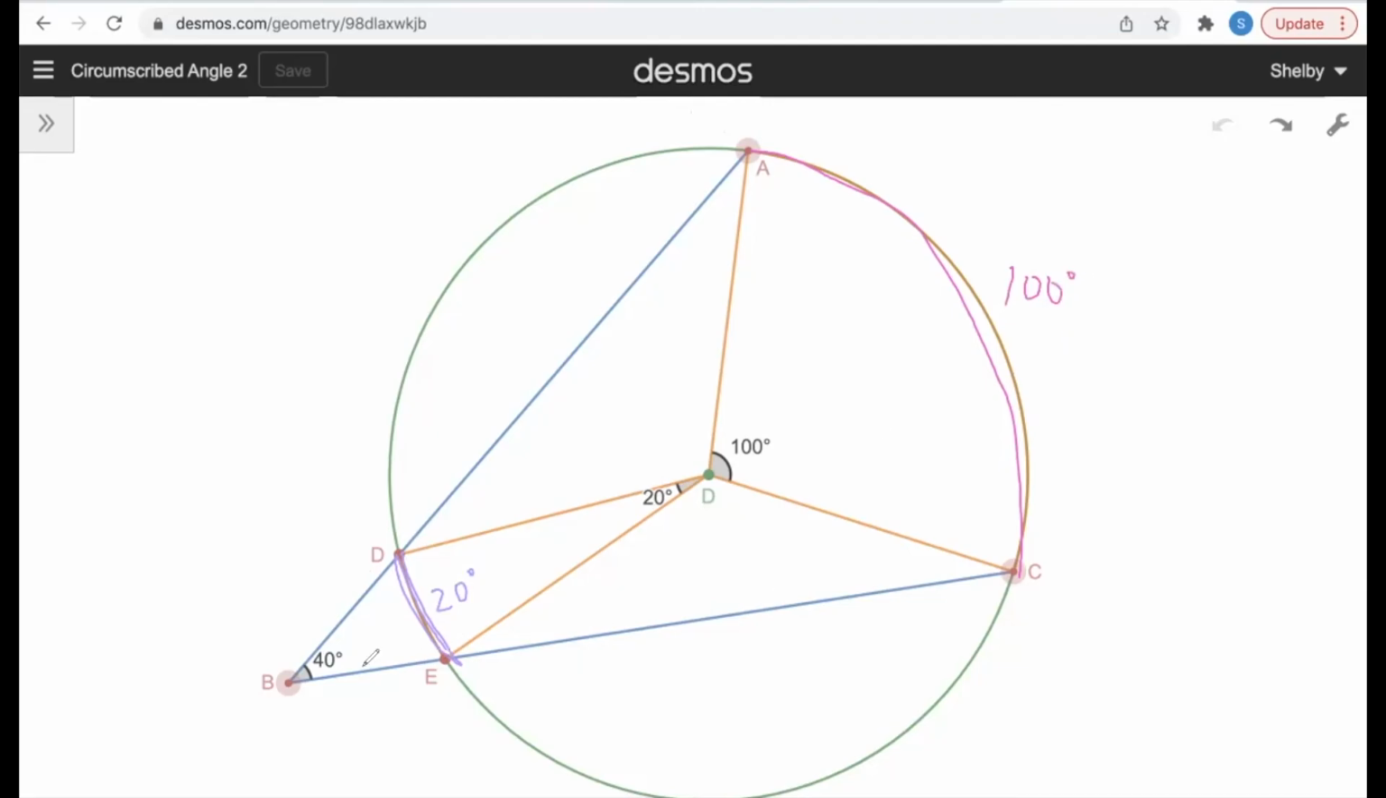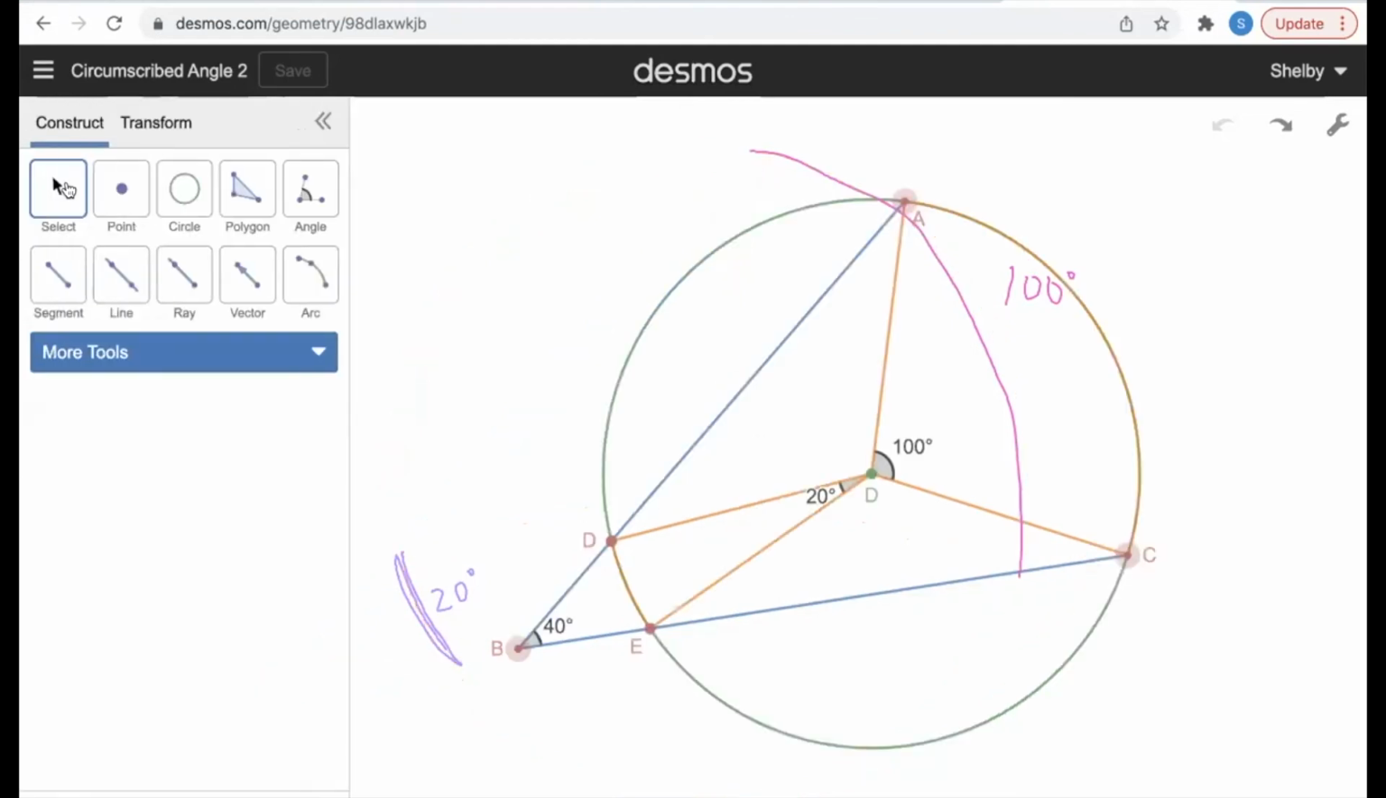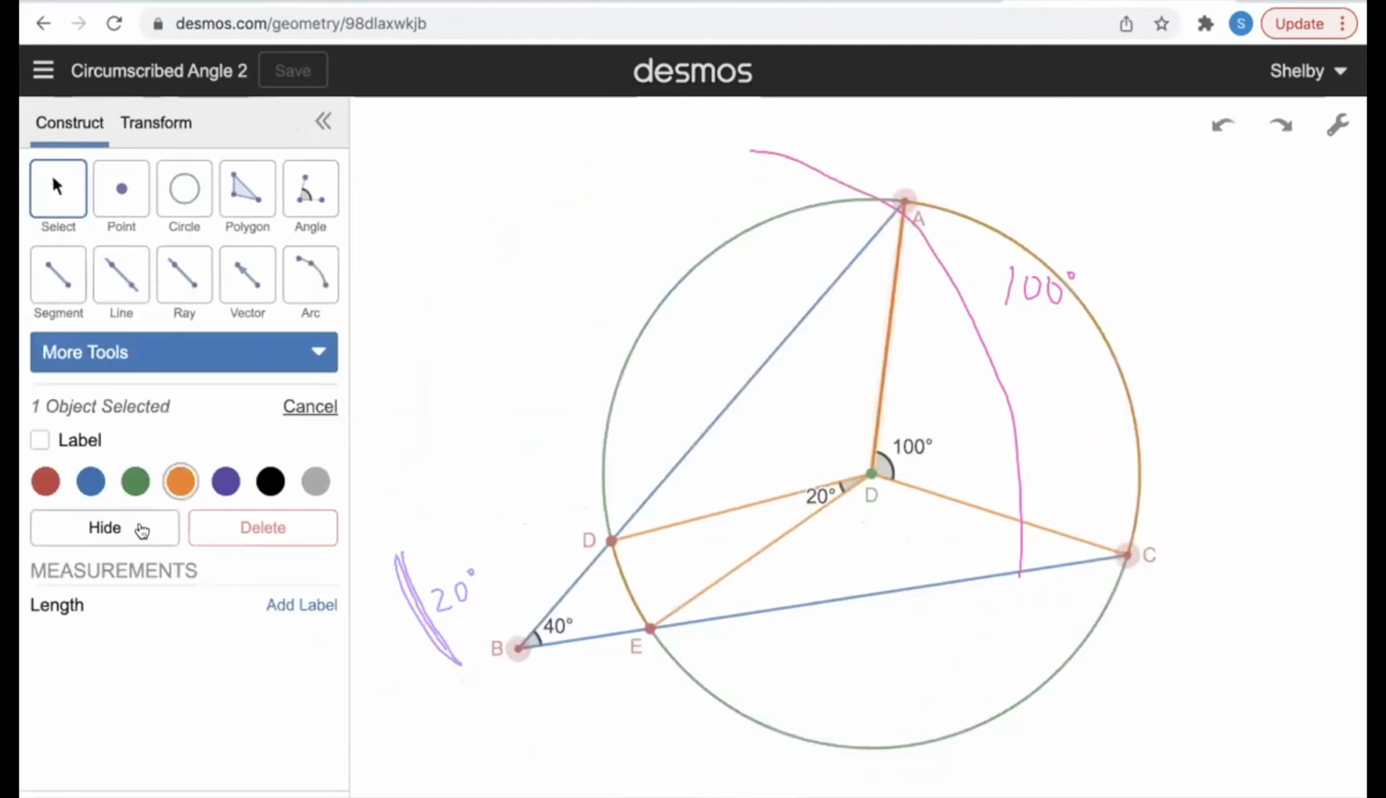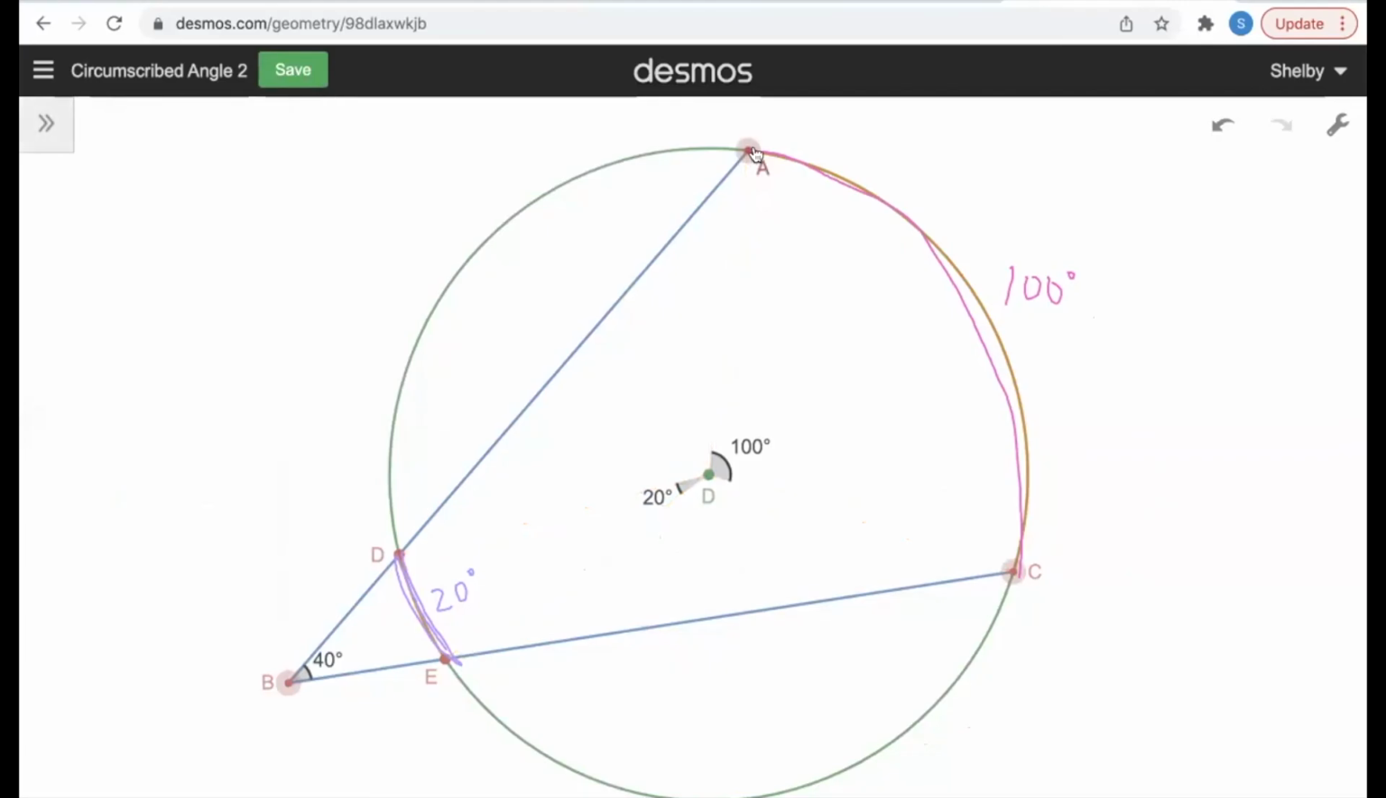So we're trying to figure out the relationship between the circumscribed angle and its two intercepted arcs. So maybe you're noticing some sort of relationship between the 100 and the 20, and then the 40 over here. To make this look a little bit simpler, I'm going to hide some of these line segments so that we can focus really on just the measures of these two arcs. And so take a moment and see if you notice the relationship between the measures of these intercepted arcs and the measure of the circumscribed angle.